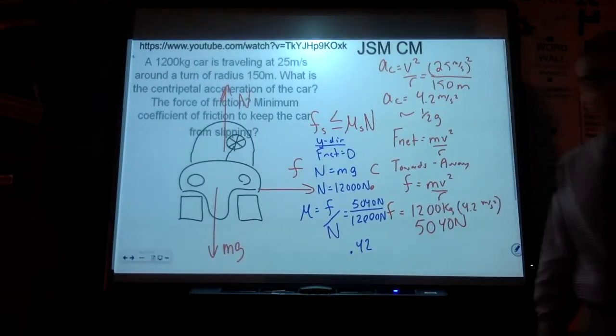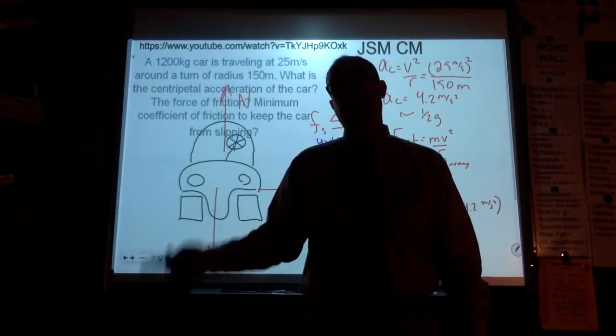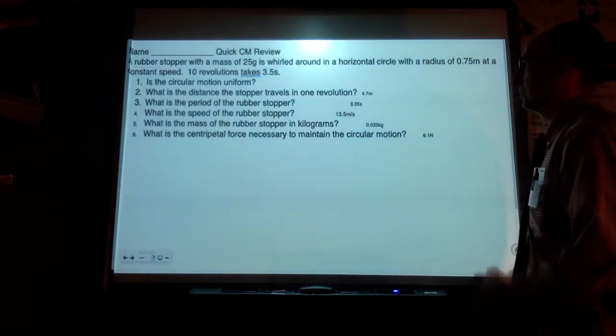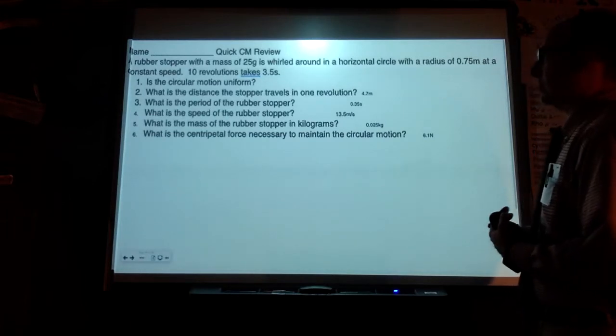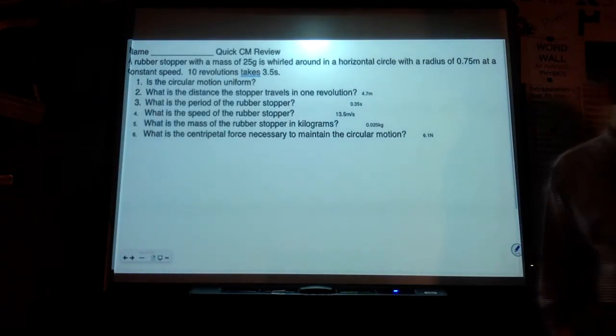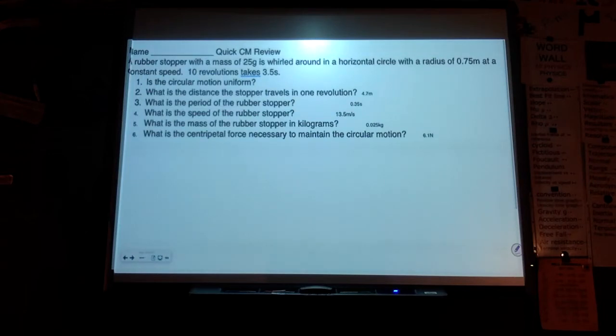All right, the next question in the notes is just a quick review so we can do the pre-lab today, so we can do the lab tomorrow. All right, so a rubber stopper with a mass of 25 grams is rolled around in a horizontal circle with a radius of 0.7 meters at a constant speed. So this is going to be similar to what you guys are doing in the lab.